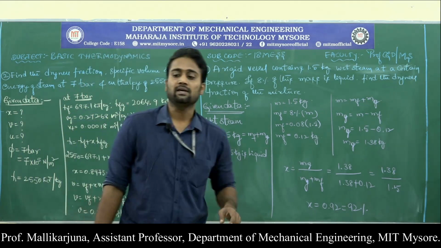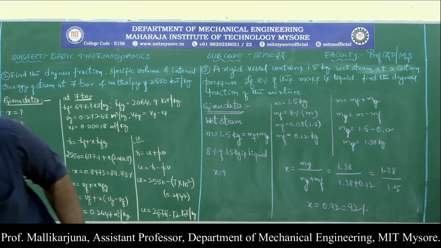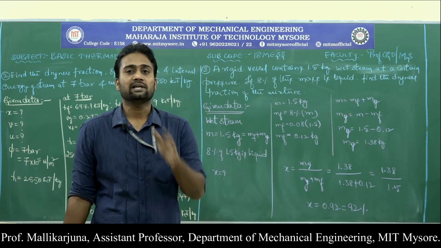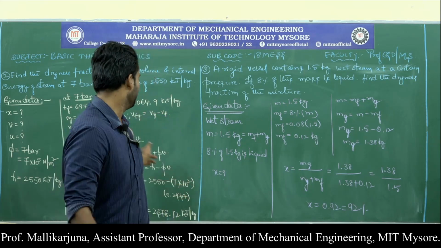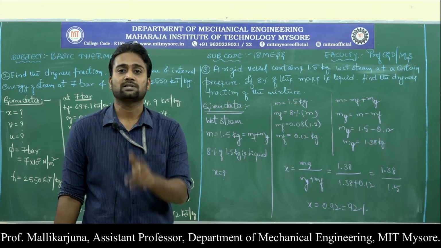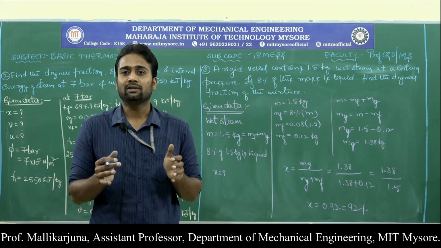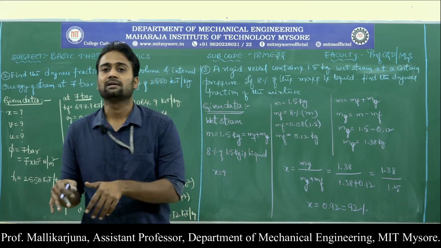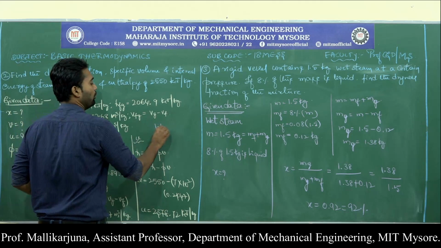Now I need to decide the kind of steam. What is the value of x now? 0.89 or 89%. What does that mean? The steam is 89% dry, and the remaining 10 point something percent will be wetness. That percentage of wetness is present in the steam. That means I am dealing with steam which consists of fluid, I mean liquid, as well as gas. That means it is a mixture. I am dealing with wet steam.